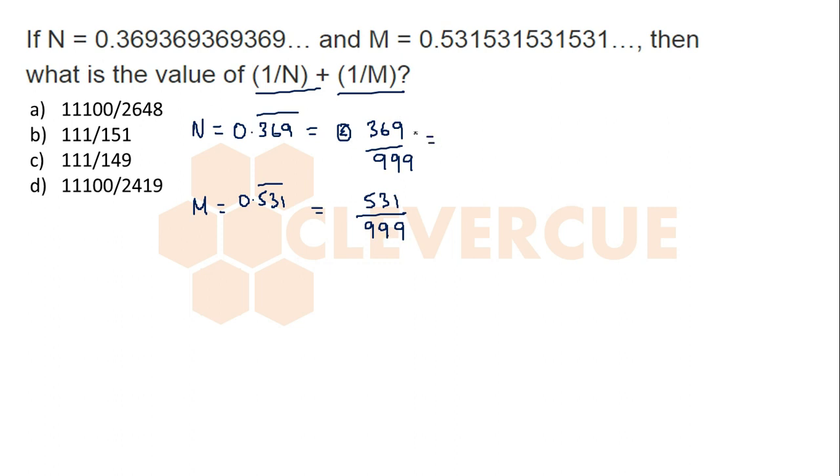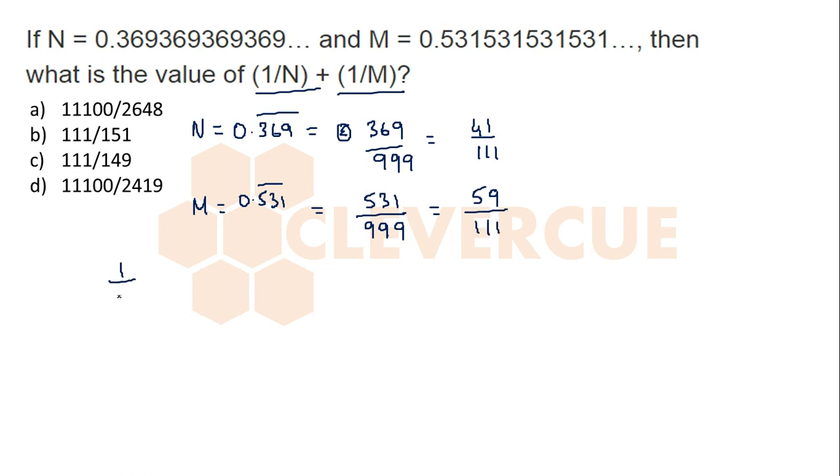So let us simplify this. Now this one will be equal to 41 by 111. See, here 369 is 9 into 41, and here 531 divided by 9, you will be getting 59. So this one is 59 by 111.